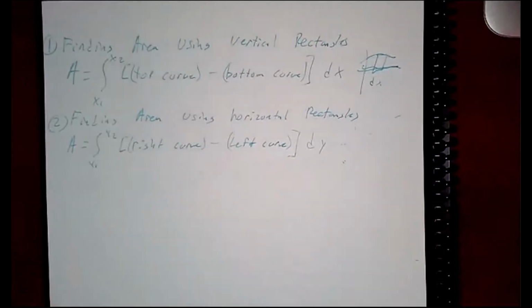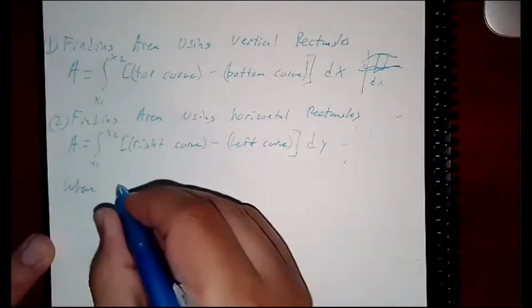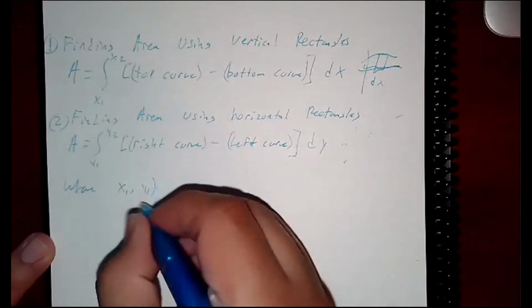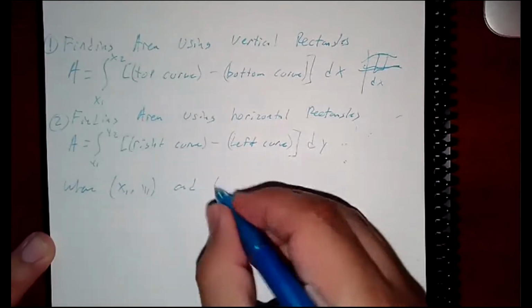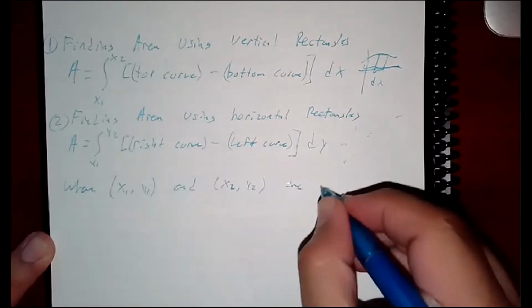Okay. And let me write another note. For x1, y1, and x2, y2 are intersections.